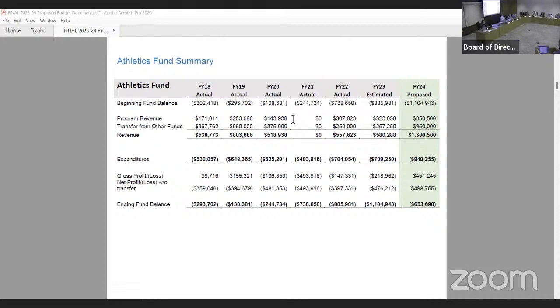And the transfers were just insufficient. I don't know why they didn't continue at a higher level, why they weren't budgeted at a higher level and recommended to the board to be budgeted at a higher level.